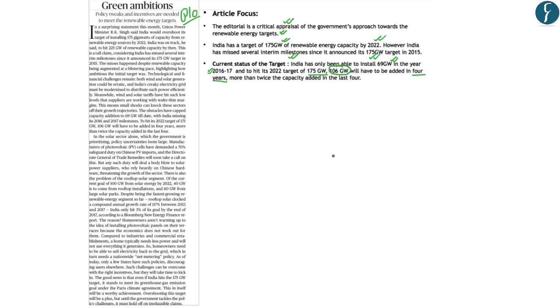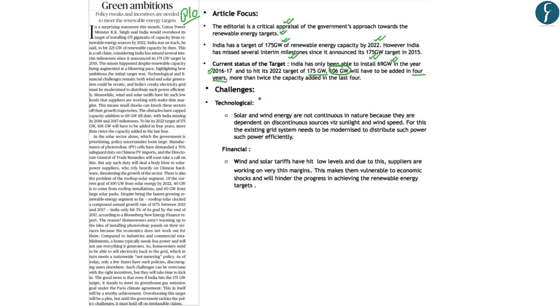target on a year-on-year basis, wherein the first challenge according to the author is of a technological nature, wherein solar and wind energy are not continuous in nature, since both solar and wind energy are dependent on their sources, which is sunlight for solar energy and wind speed for wind energy. And because of this, the existing grid system in India struggles to distribute such power which has been produced through solar and wind energy in an efficient manner to the consumers.